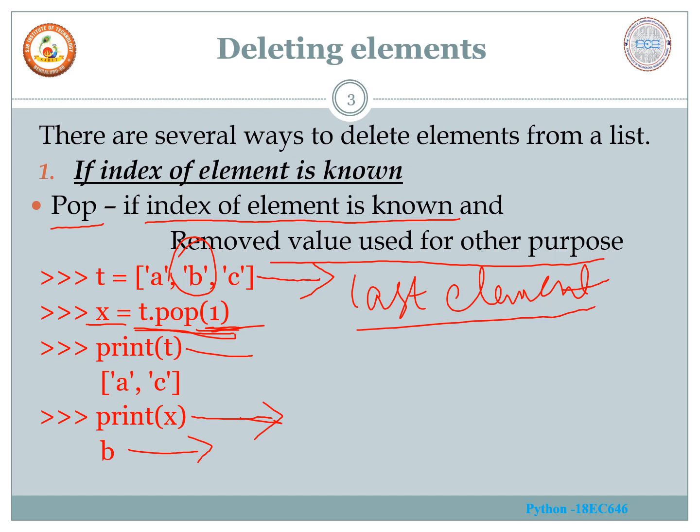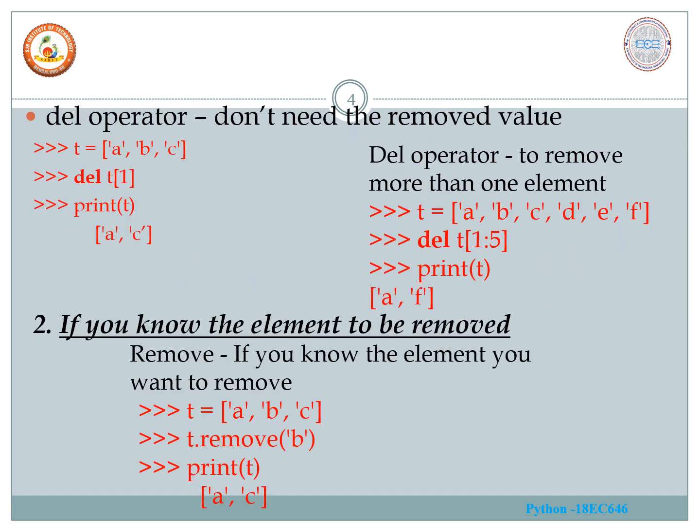If you don't want the removed value, whatever removed value we have here, B, then we can use the delete operator. This delete operator will delete the respective index value and it is not going to return the removed value. Once it is deleted, it is done. Take an example. I have a list and I want to delete B. If I print the t variable, it is A, C, and the removed value will not be stored.